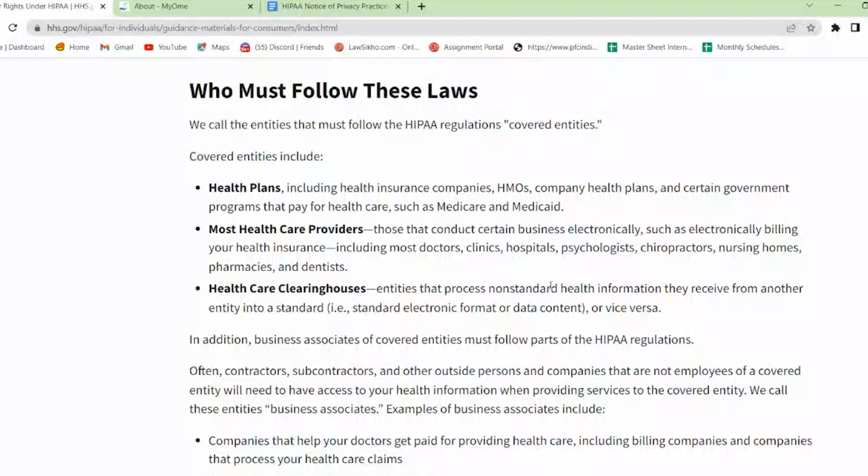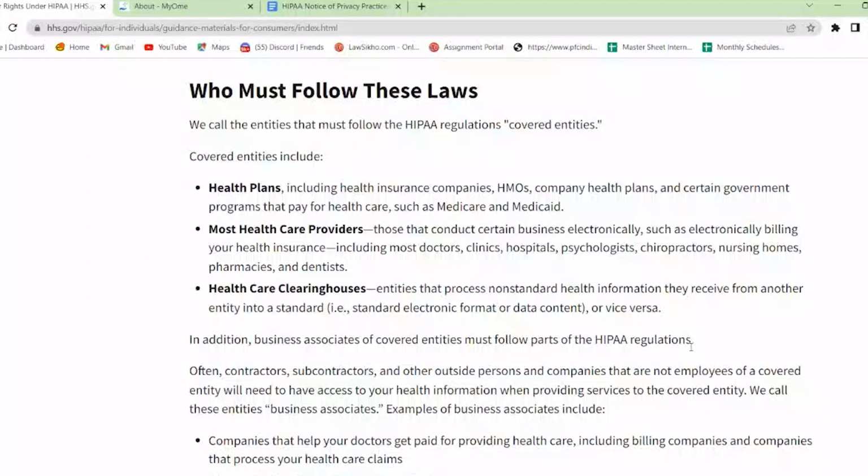Then healthcare clearing houses that process the non-standard health information they receive from another entity into a standard content, or vice versa. Essentially, they are here to verify your medical claim by cross-checking your information, and once it is verified, it converts that information for the insurance entities to then process.